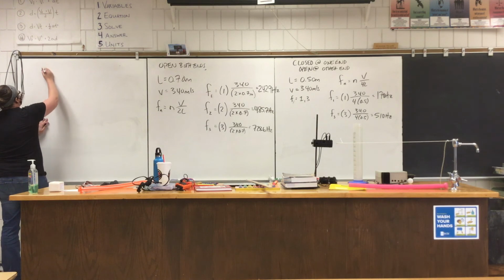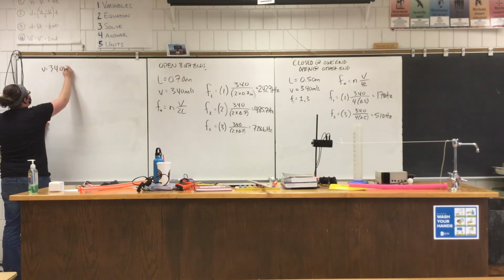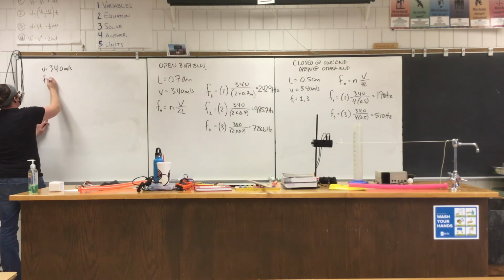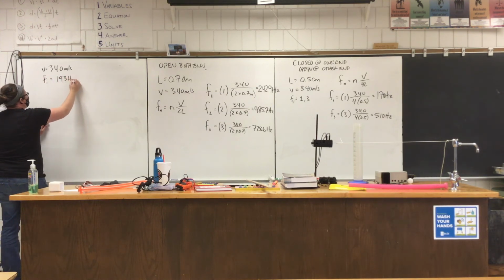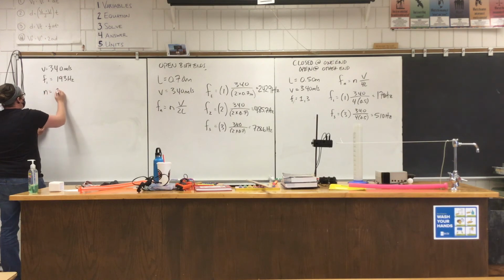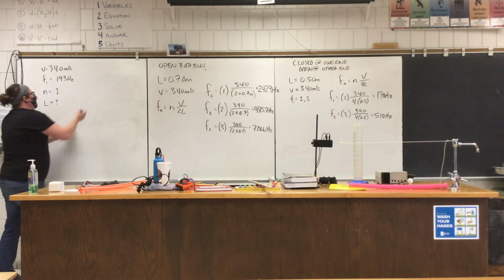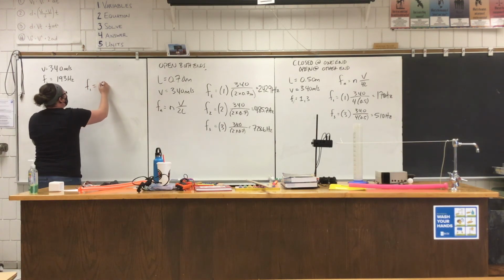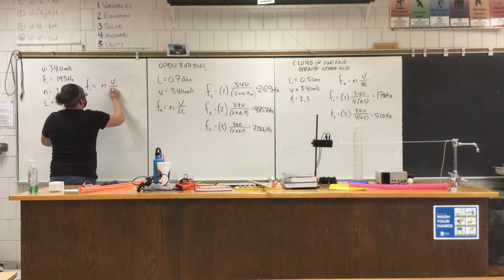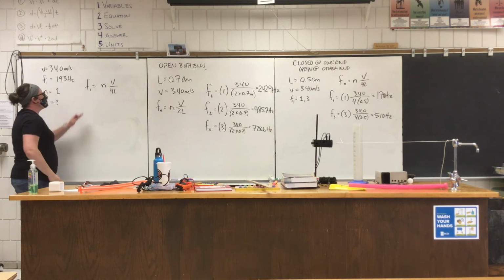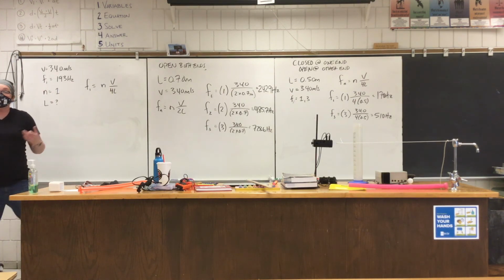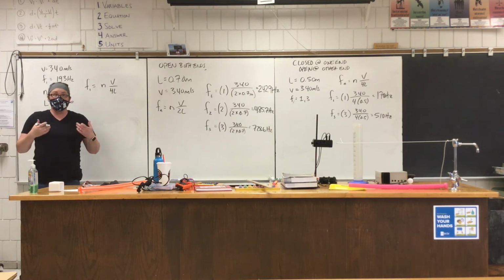So we'll say V equals 340 meters per second. This time, we're going to say F of 1 equals 193 hertz. N equals 1. And we're going to solve for the length, and we're going to see how close we get. So we have F of 1 equals NV over 4L.